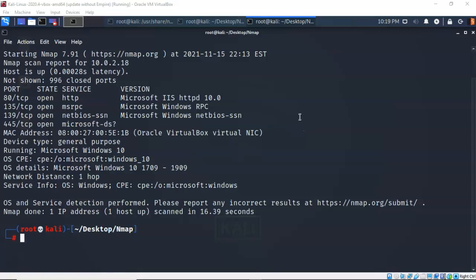And the second thing that they're probably going to ask you is, what is going to be your attack vector for this particular scan?